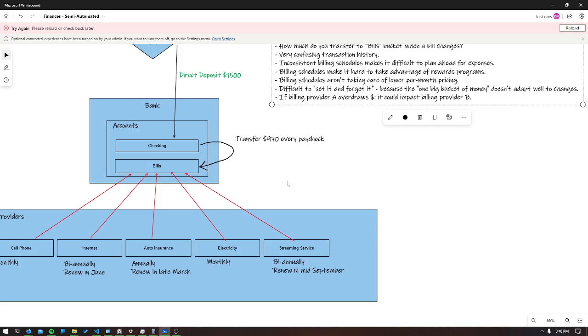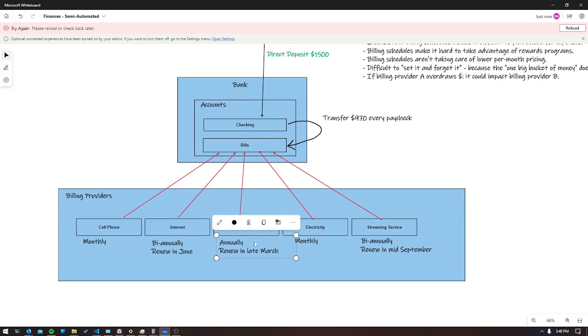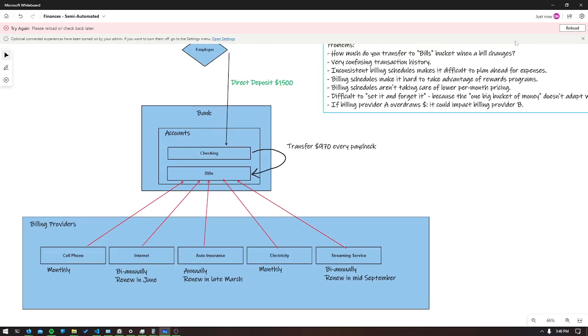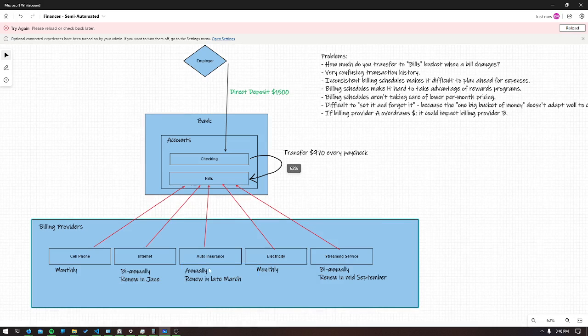Another problem here: because you have some monthly bills and some biannual ones, and usually if you sign up for a longer period of time, you can get lower pricing on a per-month basis, you're losing out on that benefit by going with this kind of scheduling here. So, thing to be aware of.